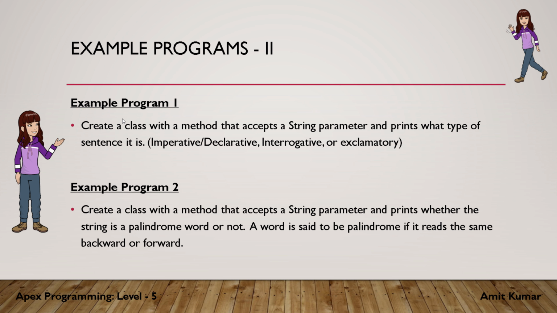Example program 2. Create a class with a method that accepts a string parameter and prints whether the string is a palindrome word or not. A word is said to be a palindrome if it reads the same backward or forward. So let's see how to create this program.